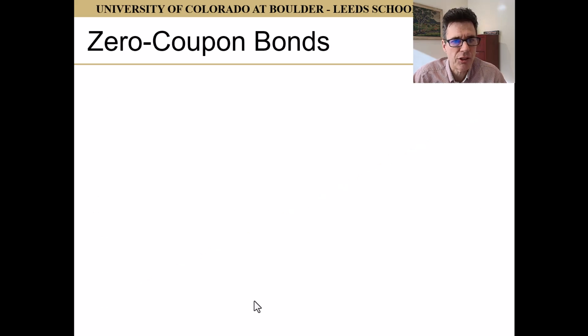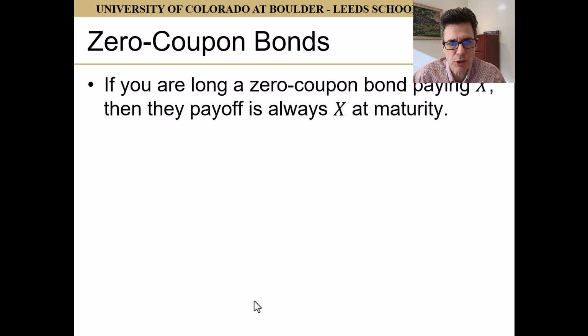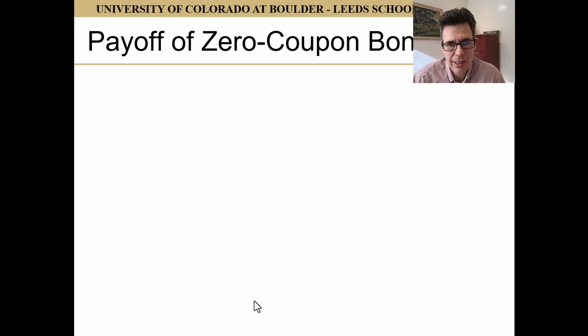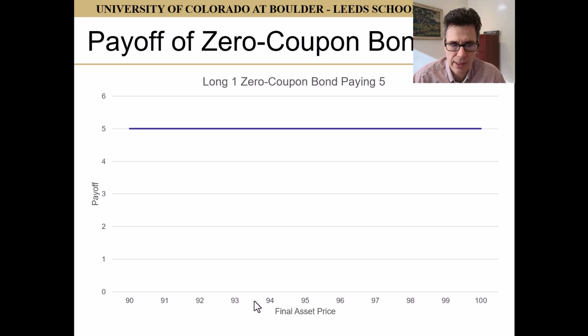Finally, we look at zero coupon bonds. If you're long a zero coupon bond paying X at maturity, then the payoff is always X at maturity. If you're short a zero coupon bond paying X, then the payoff is always minus X at maturity. Again, X is the principal of the zero coupon bond. The payoff looks like this. It's not very exciting. It's just a straight line depending on what the principal is. So here in this example, the principal is 5 and the zero coupon bond always pays 5. Those are our building blocks.